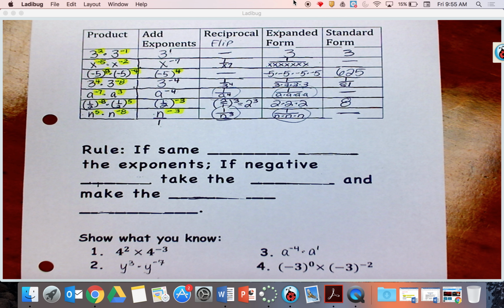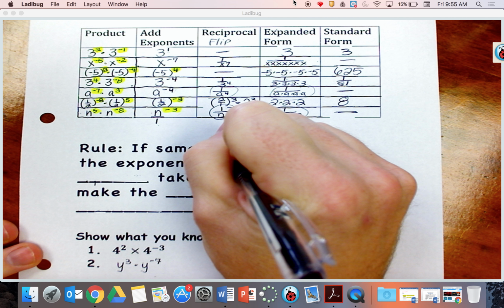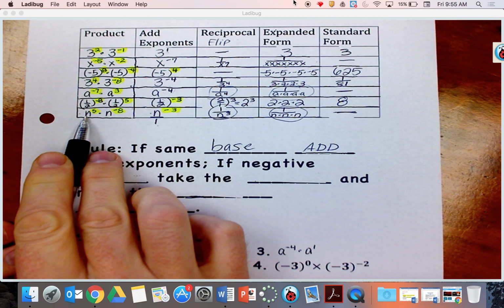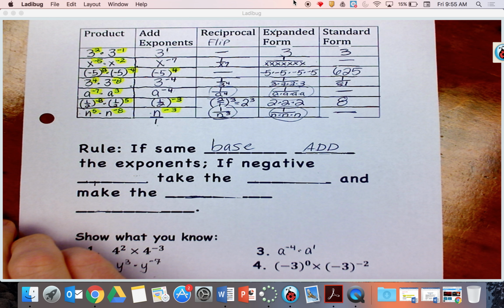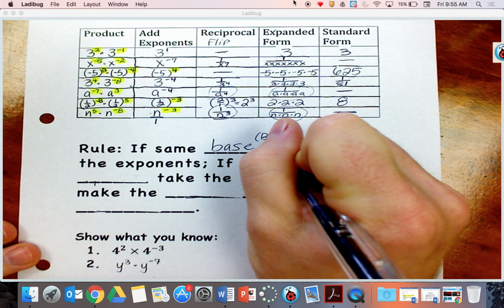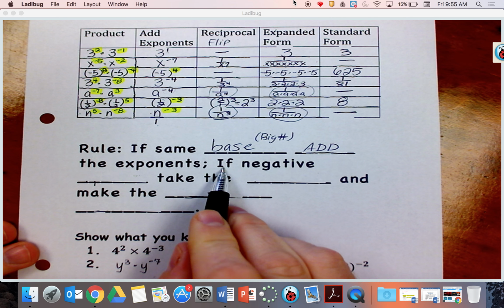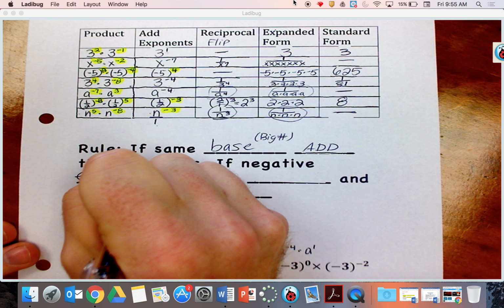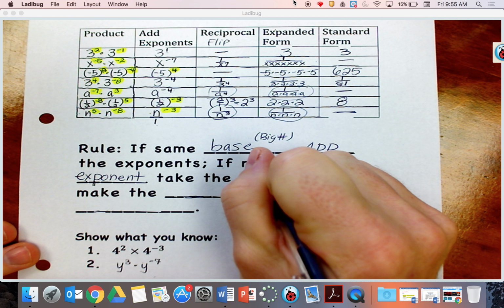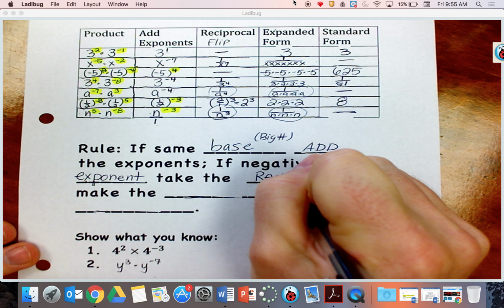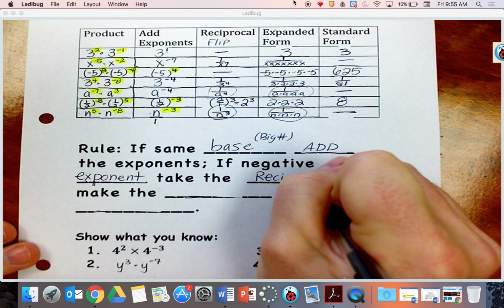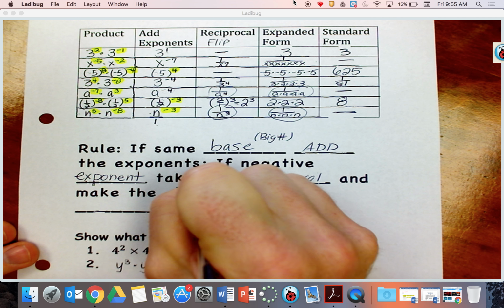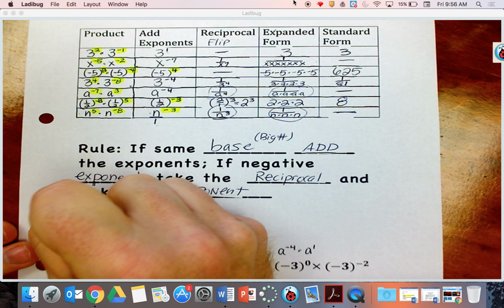what we're going to do is we're going to add the exponents. If we have the same base, just like we did here, we're going to add the exponents. Those are the big numbers. This is the big number. If it's a negative exponent, take the reciprocal. And make the exponent positive.